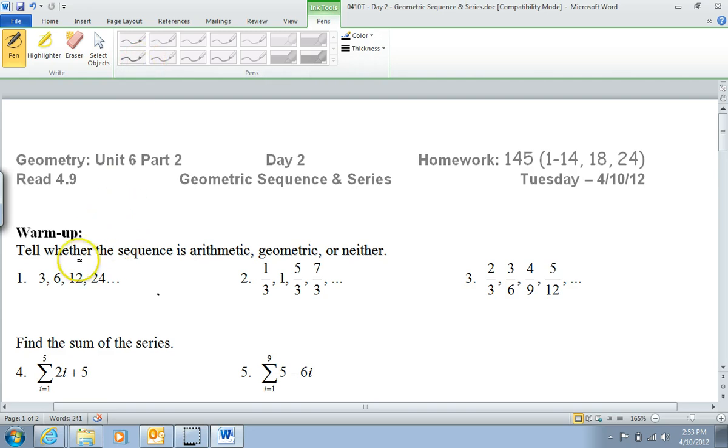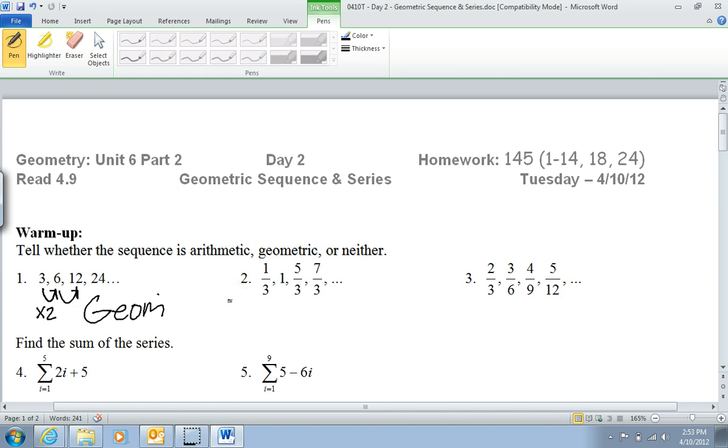I'm writing on it. Yeah, it doubles every time. From 3 to 6, from 6 to 12. Every time it doubles, that's geometric. All right, what about number 2? Geometric, arithmetic, neither? Arithmetic. Yeah, this one is arithmetic.